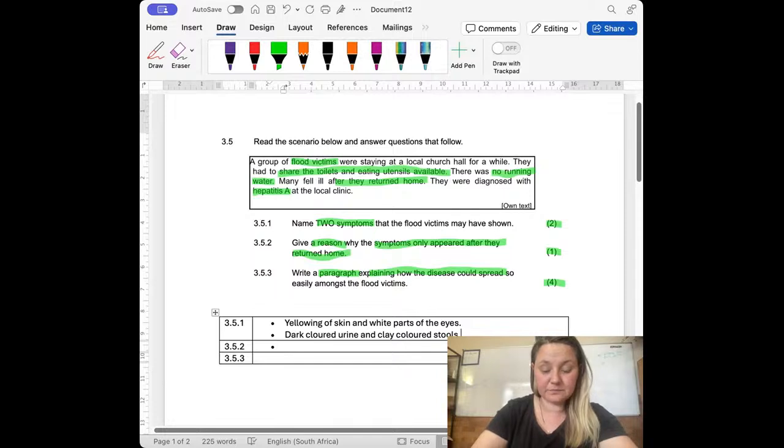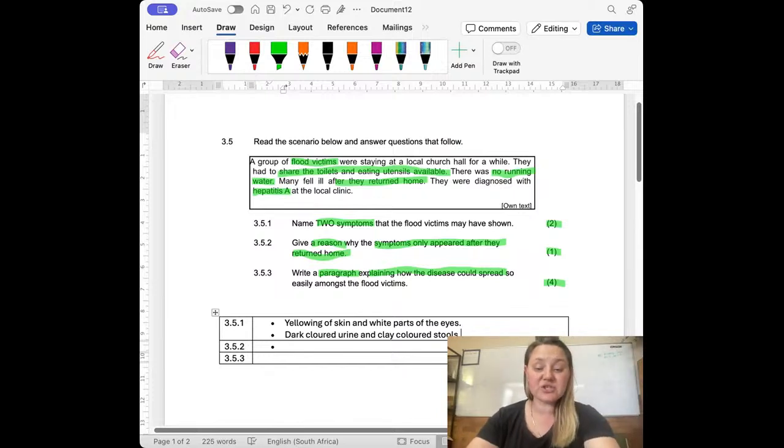And any other distinguishing symptoms, not that I can think of, but in this question, you could have answered the easier symptoms: fever, abdominal cramps. I will show you later what all the other answers are in the marking guideline once we've finished.